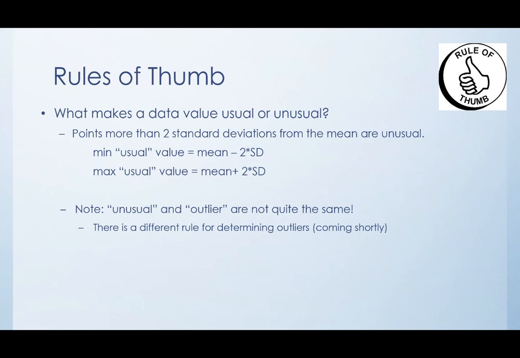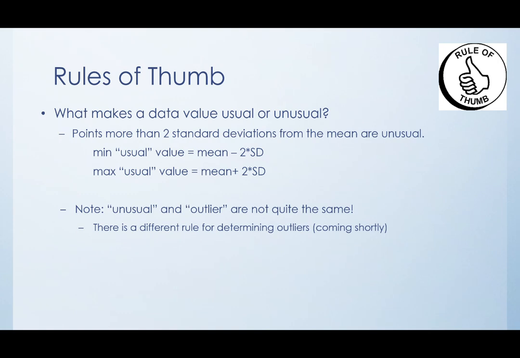All right, so next up, we're going to talk mainly about what are called z-scores. And kind of in connection to that, we're going to talk first about what makes a data value unusual or usual. There's going to be a couple of different interpretations of what's unusual as we go through this course. Outliers are unusual data values, but they're very specific. We're going to have a very specific rule for calculating outliers.